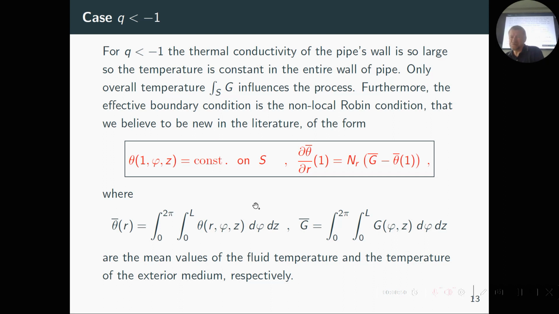And what you get is some kind of non-local boundary condition, which says that your temperature on the wall of the pipe is basically constant. And this constant satisfies the condition, which is sort of Robin type, but in the mean value sense. So its derivative with respect to the radial variable is proportional to the difference of the mean temperature of the outside medium and the mean temperature of the fluid inside.